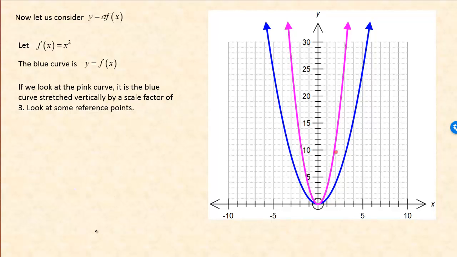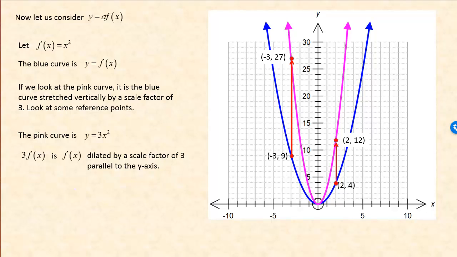We can see this by looking at some reference points. If we look at these 2 points here, this one is 2, 4, this one is 2, 12. So the y-coordinate has been multiplied by 3. Over here, if we look at these 2 points, this one is negative 3, 9. This one's negative 3, 27. So once again, the y-coordinate has been multiplied by 3. The pink curve is y is 3x squared.